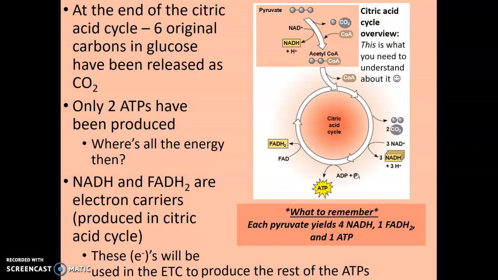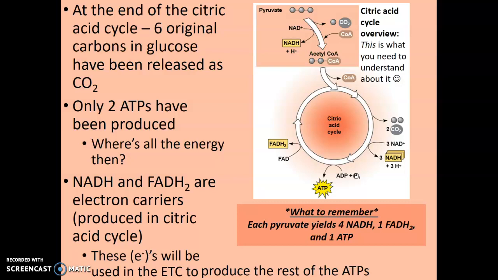At the end of the citric acid cycle, 6 original carbons in glucose have been released as CO2. Only 2 ATPs have been produced. So where's all the energy then? This is where it comes from. NADH and FADH2 are electron carriers produced in the citric acid cycle, and these electron carriers will be used in our electron transport chain to produce the rest of the ATPs.